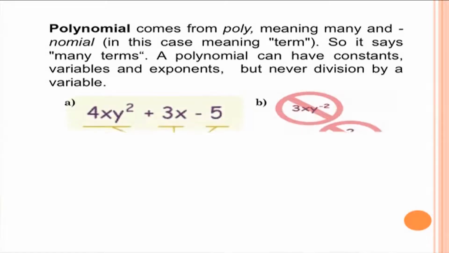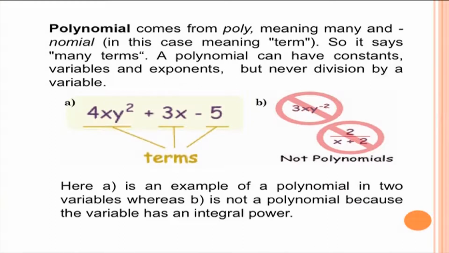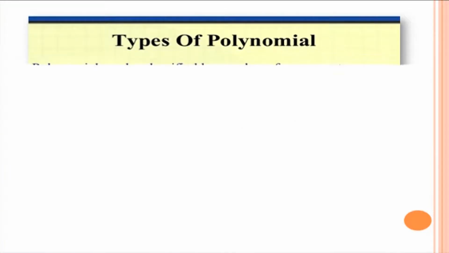For example, A is an example of a polynomial in two variables, whereas B is not a polynomial because the variable has an integral bar. Let's talk about the types of polynomials.